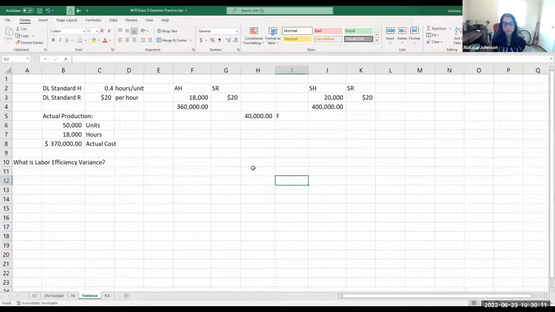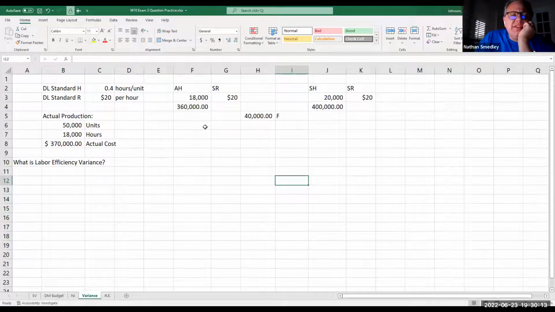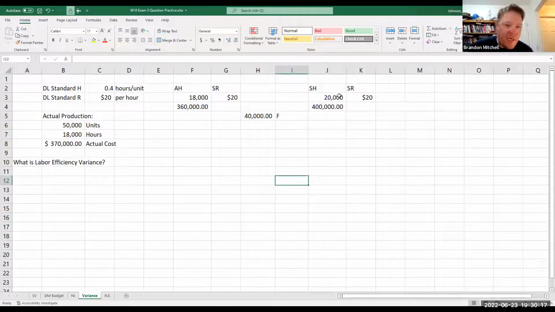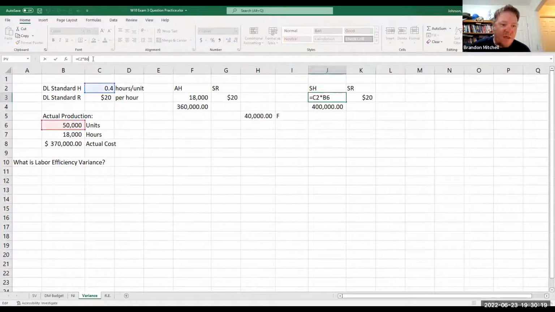Wait, could you back up and tell me how you got the standard hours again, please? Yeah, your standard hours. So it's 50,000 units you made, but it only took you 0.4 out of an hour per unit. So you take your 50,000 times that by 0.4 of an hour. And then once you get that number, you times that by your $20 an hour.